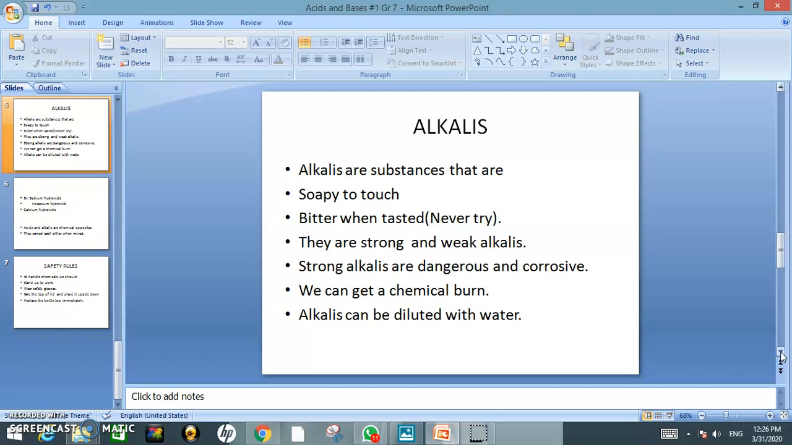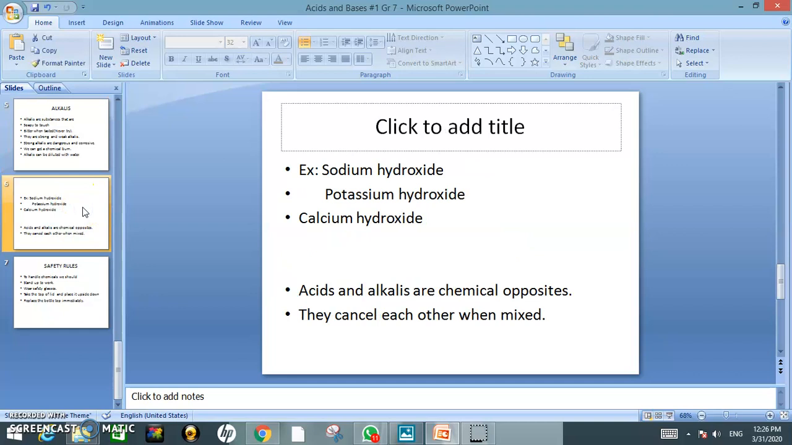Now, same as acids, they are strong, or the opposite of strong, they are weak. Now, if you have strong alkalis, they are obviously dangerous and corrosive. Okay. Now, next, we can get a chemical burn. A chemical burn is a burn which happens when some kind of chemicals come into contact with us. Alkalis can be diluted with water. The same fundamental that is used for dilution, whether it is for acids or for alkalis.